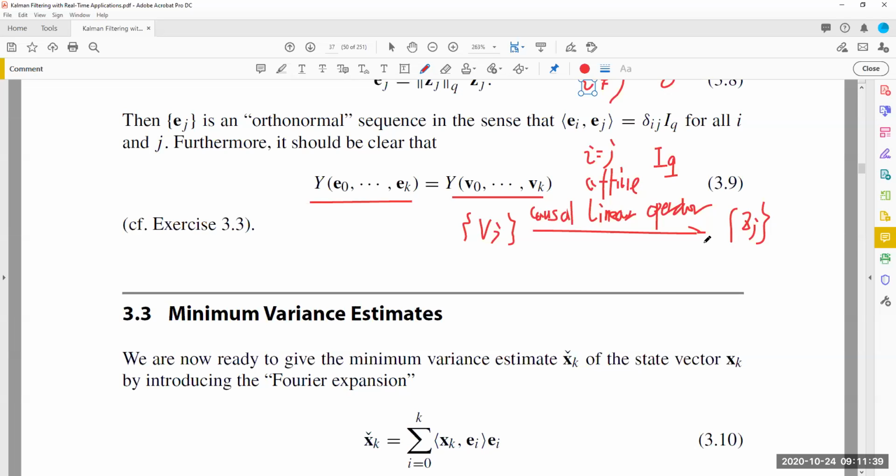Then we can go back from Zj, and construct the Vj process by using a causal linear inverse. Then from Zj, we can construct process Ej. Ej is also a white process, and it's normalized. The variance is the identity matrix. So here we use some normalization.